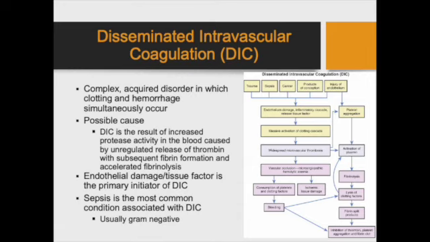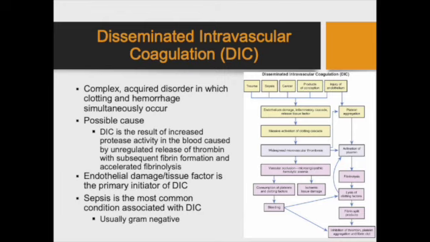Now, DIC occurs in approximately 10 to 20% of patients with metastatic cancers as well as acute leukemias. The adenocarcinomas are the most frequently associated cancers with DIC. Think of lung, pancreas, colon, and stomach cancers.